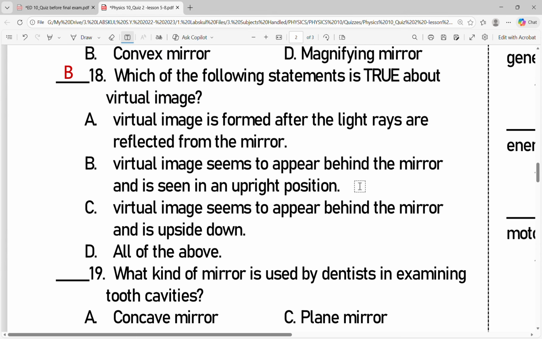So that's letter B. What else? Formed after the light rays are reflected from the mirror, seems to appear behind the mirror and is upside down. So this makes the statement incorrect. So all of the above is not the correct answer. Number 18, the correct answer is letter B.